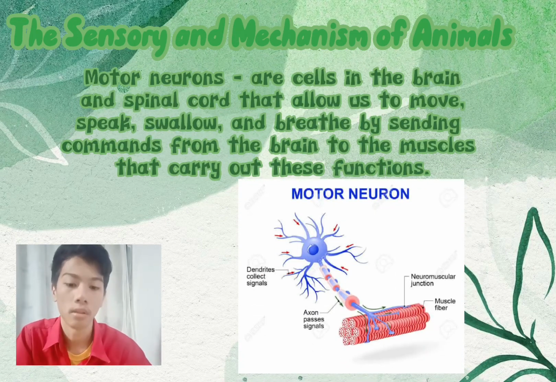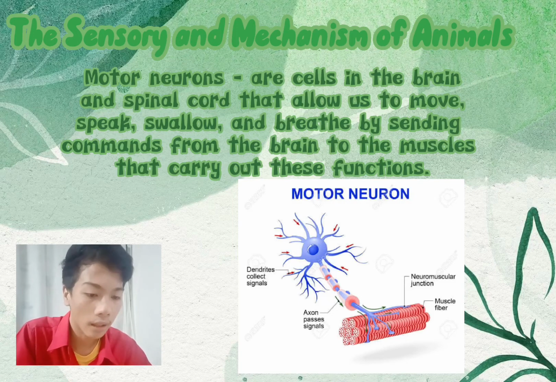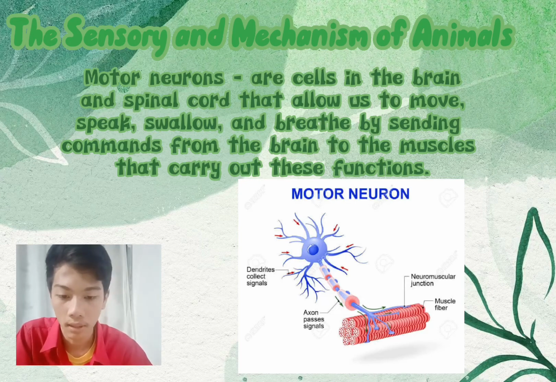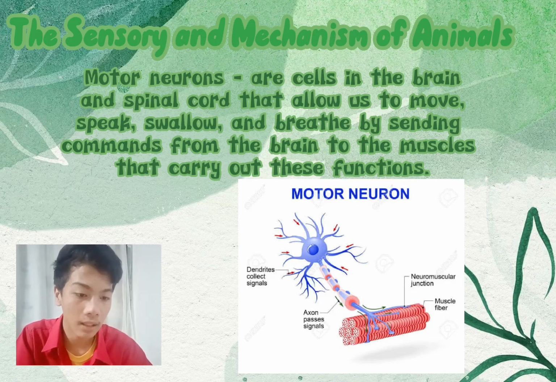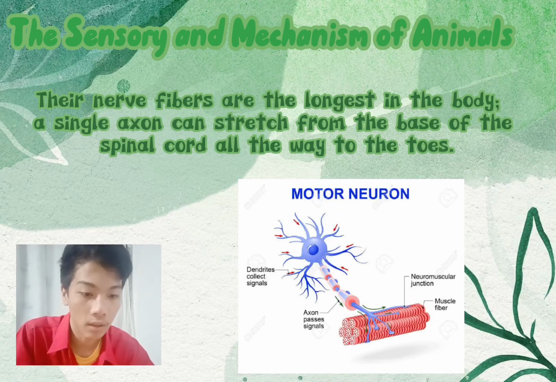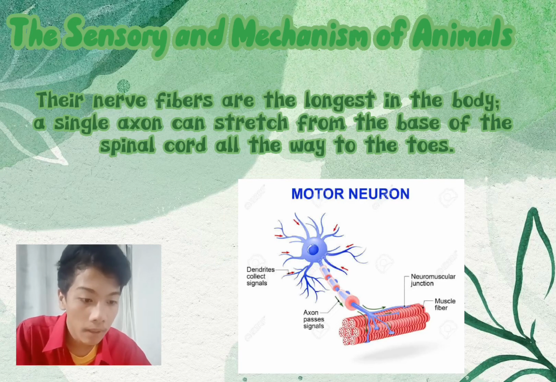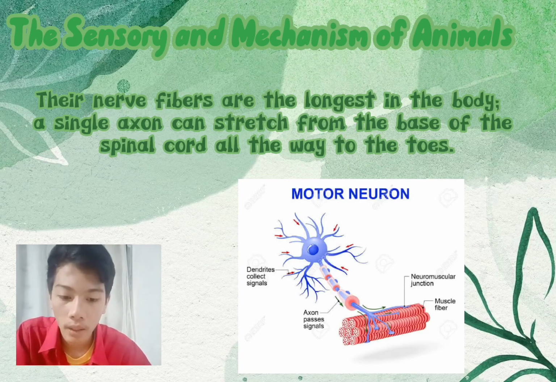The motor neurons are cells in the brain and spinal cord that allow us to move, speak, swallow, and breathe, by sending commands from the brain to the muscles that carry out these functions. Their nerve fibers are the longest in the body. A single axon can stretch from the base of the spinal cord all the way to the toes.